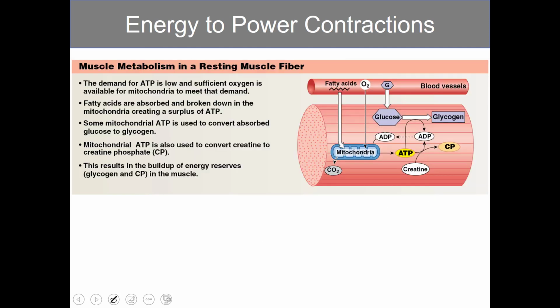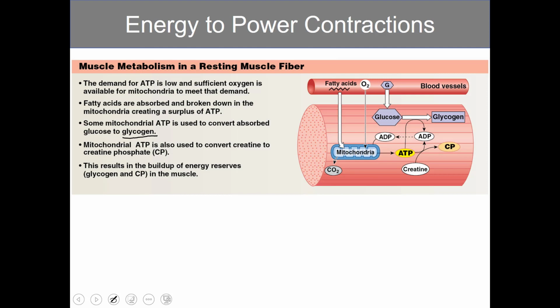These diagrams sort of outline the metabolism of skeletal muscle fibers at those 3 stages. Here we have rest. So the demand for ATP is low. There's sufficient oxygen available for the mitochondria to undergo aerobic metabolism. Fatty acids are absorbed and broken down in the mitochondria, creating a surplus of ATP. Some mitochondrial ATP is used to convert any glucose that is present into glycogen. Remember, glycogen is the polysaccharide. It's the way glucose is stored in the body.